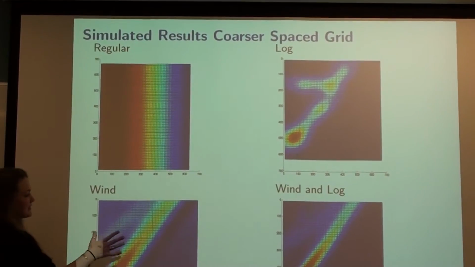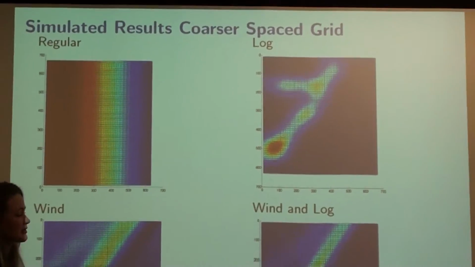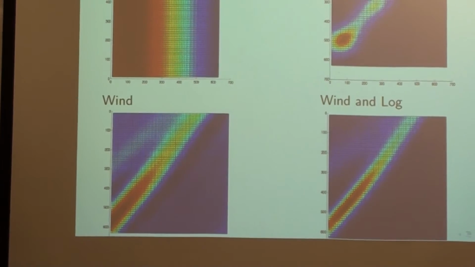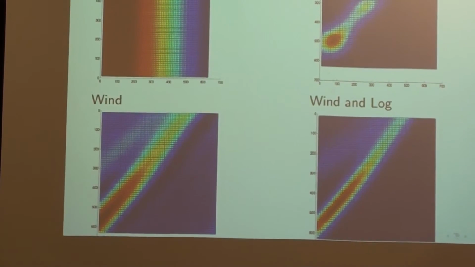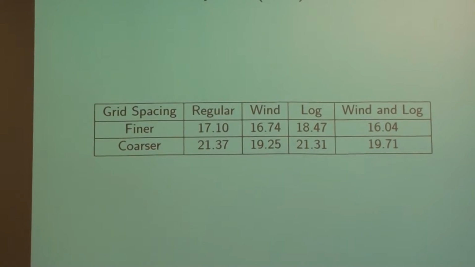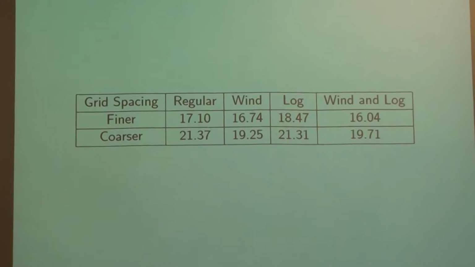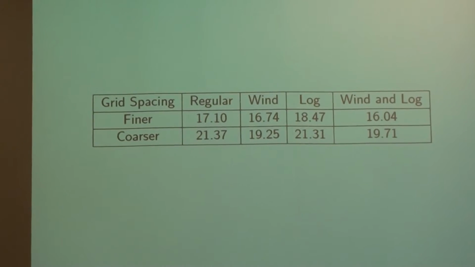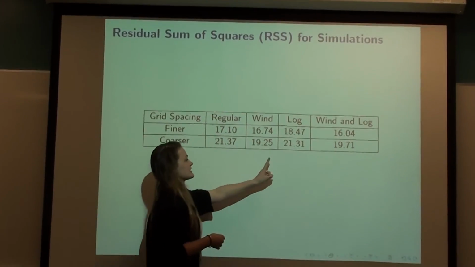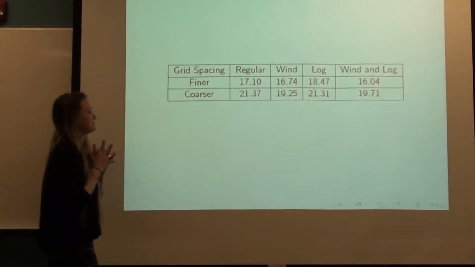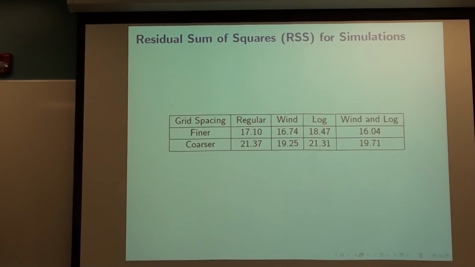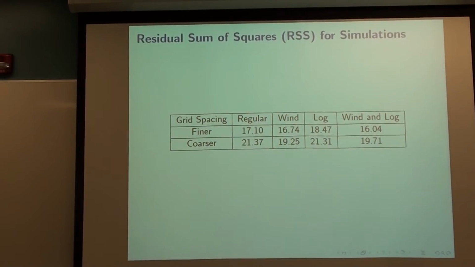Again, with the wind, you see a lot of smoothing, maybe a little bit too much. And then with the wind log, again, we have that peak in the methane value and smoothing in the wind direction. So for a little bit more tangible analysis of these images, I took the residual sum of squares of the interpolated pixel values versus the pixel values. You can see that the wind and the wind log kind of rival each other for which one has the best residual sum of squares.